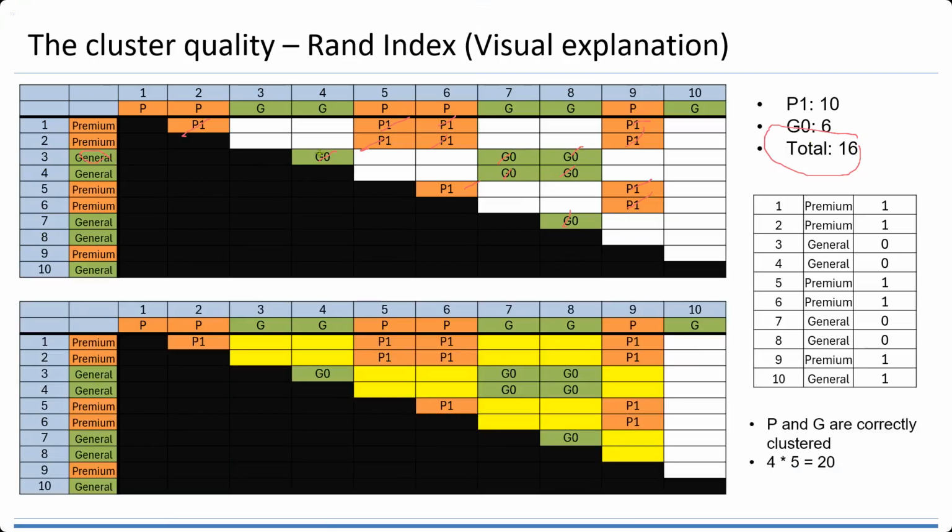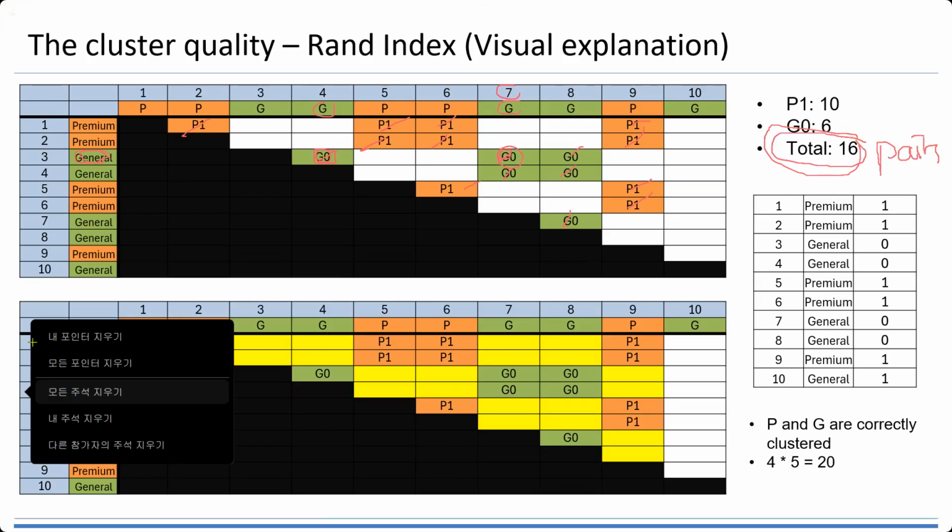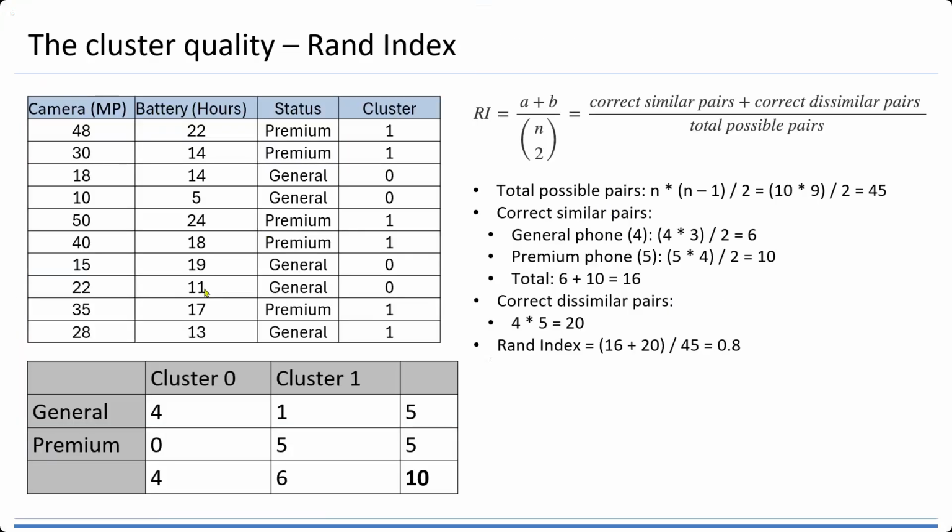This is general in the cluster 0, and this is also general in the cluster 0. This is general in the cluster 0, and the data in 7 is also general in the cluster 0. So we calculate all of them, and there are 16 pairs. We call it 16 pairs that are correct and similar. So, correct and similar pairs. So this is from 4 and 5.